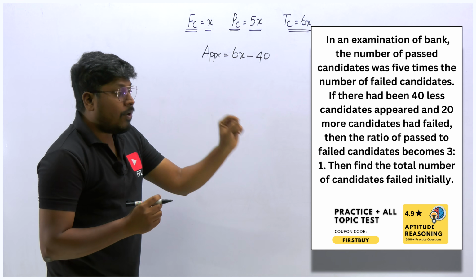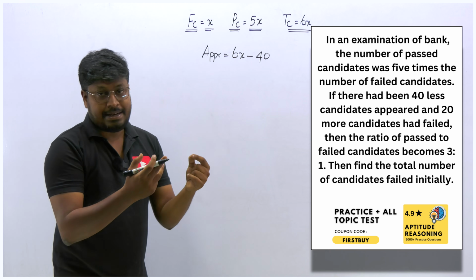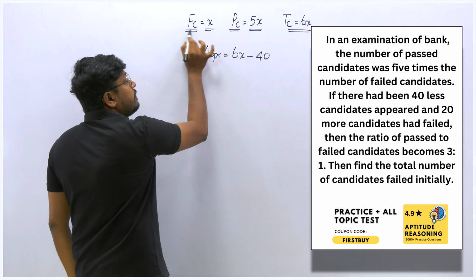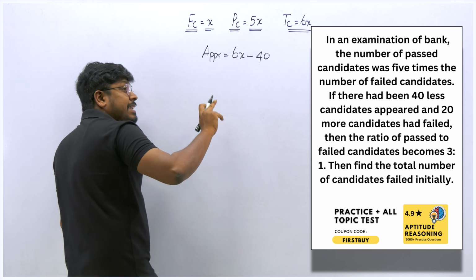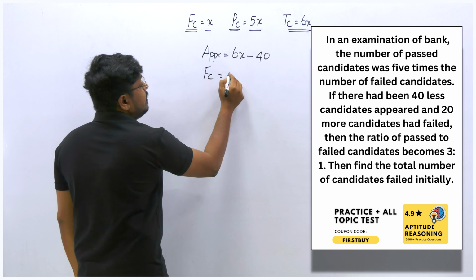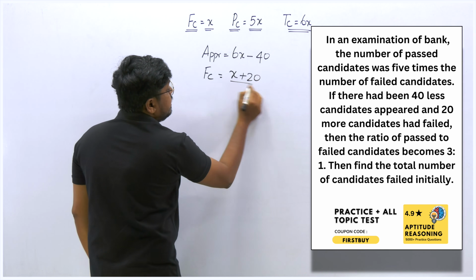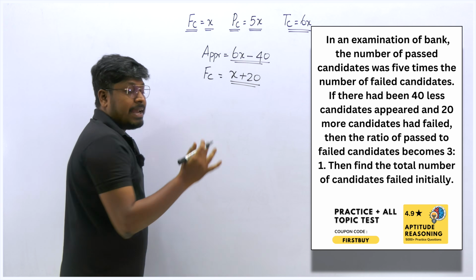If there had been 40 less candidates appeared and 20 more candidates had failed. So we already know that the failed candidate is X. According to the point, 20 more candidates failed. So the failed candidates, those who appeared, will be X plus 20. So these are the failed candidates, and these are the total candidates appeared, 6X minus 40.